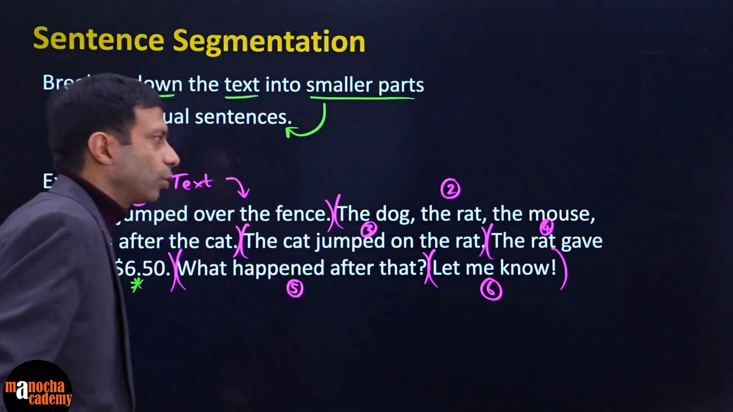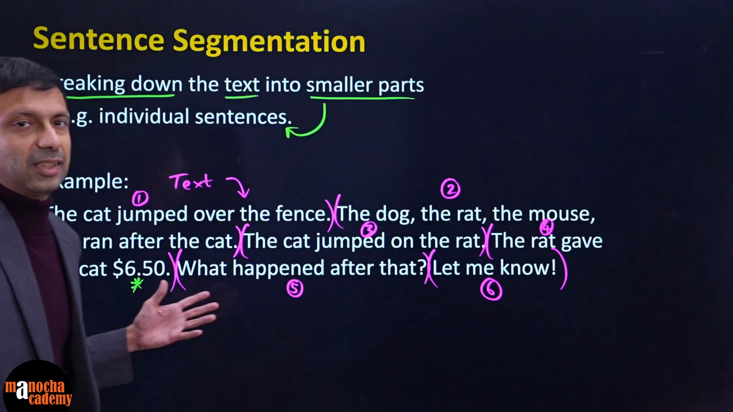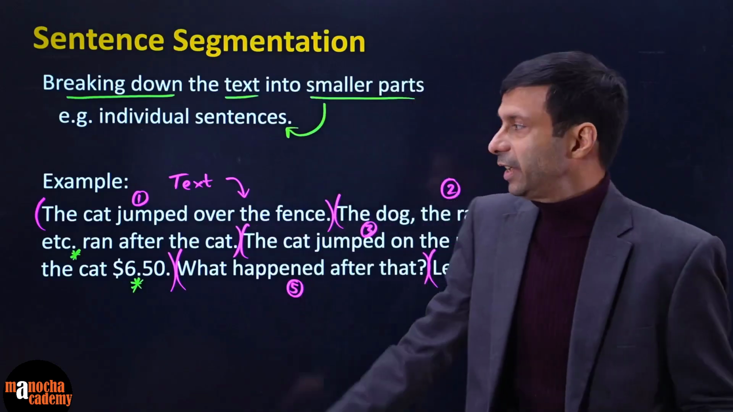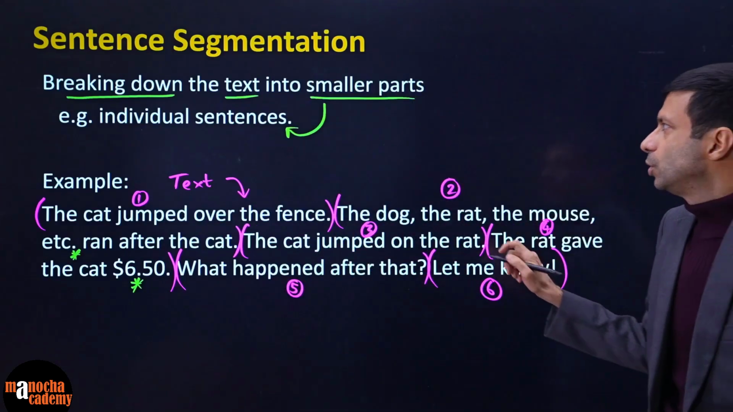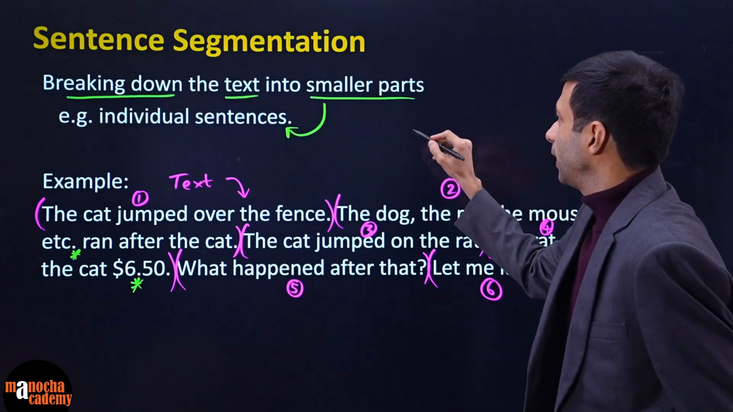So do you guys agree? We have a total of 6 segments over here. This is the meaning of sentence segmentation. Breaking it down, and we are breaking it down using punctuation.